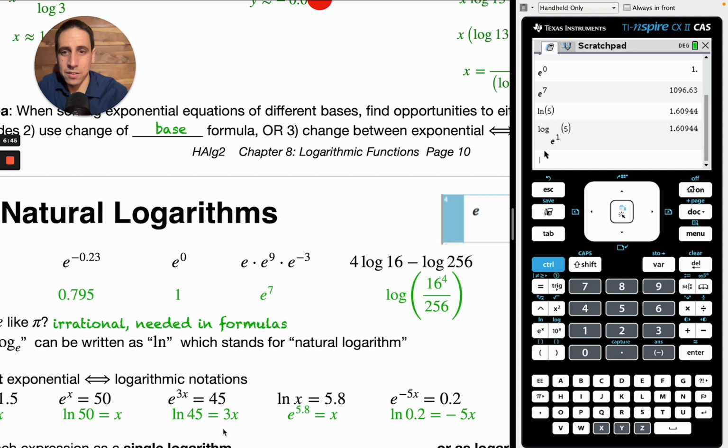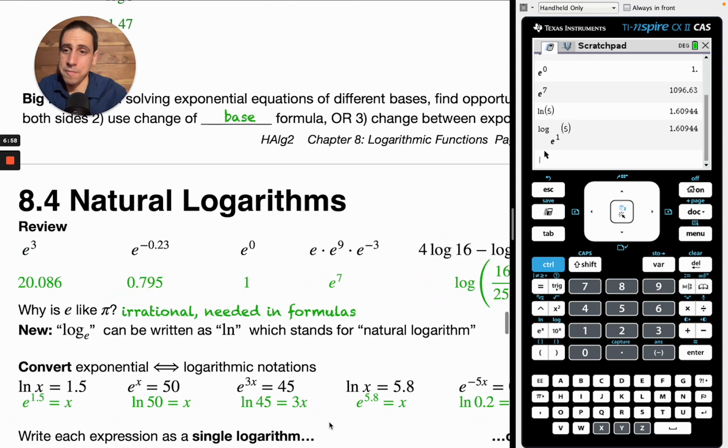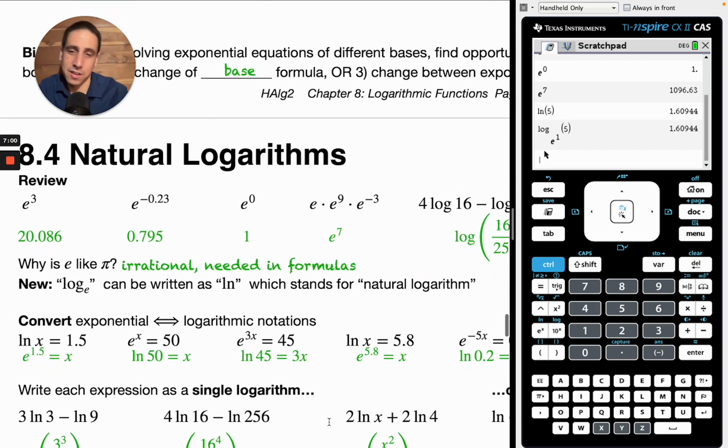Now, in all of these cases, if you were solving for x, you can see now x is all by itself, and you have things that you could type into a calculator to figure out what x is equal to. That's one of the things we're going to be able to do.